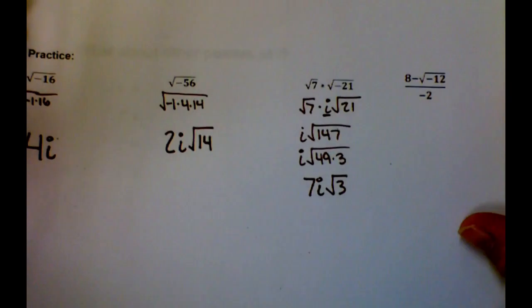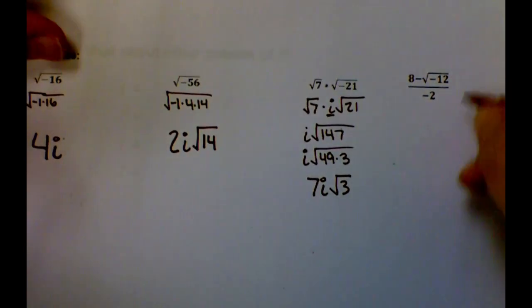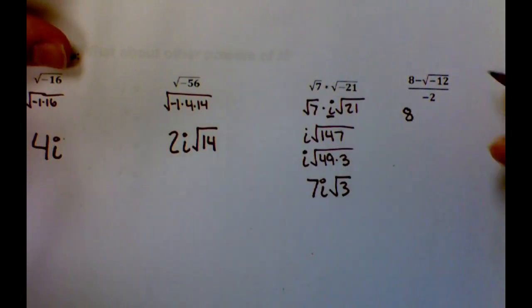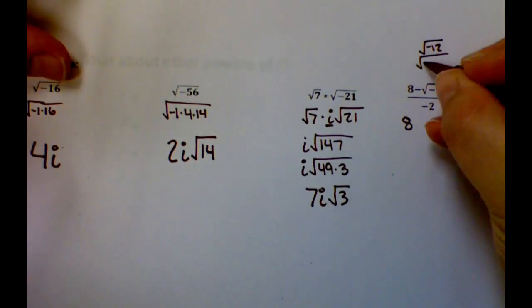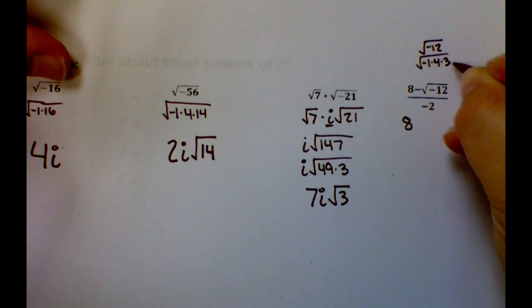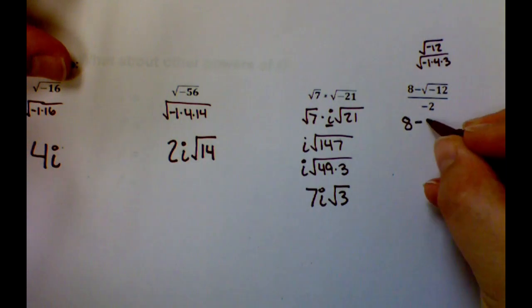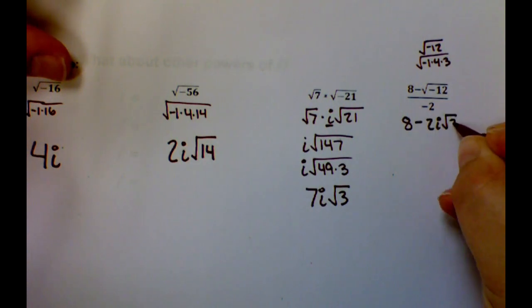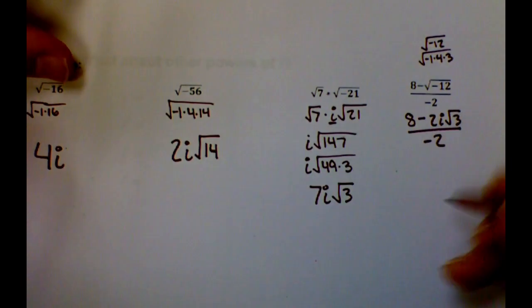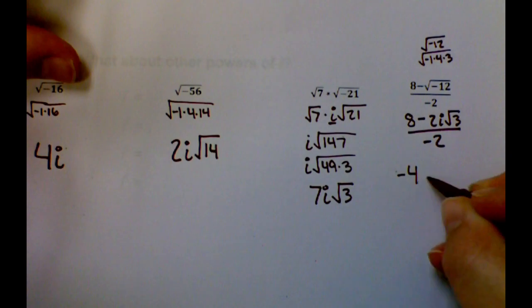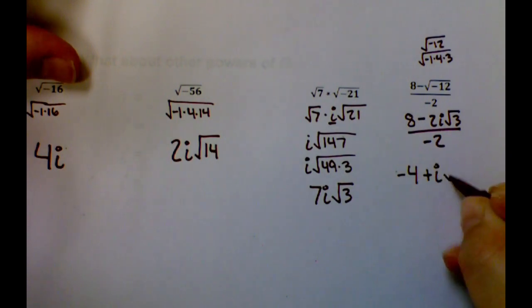For 8 minus the square root of negative 12 over negative 2. Well, the square root of negative 12, let's just do that off to the side here, can make it negative 1 times 4 times 3. So that is 2i square root 3 all over negative 2. Divide everything by negative 2, I get negative 4 plus 1i square root 3.